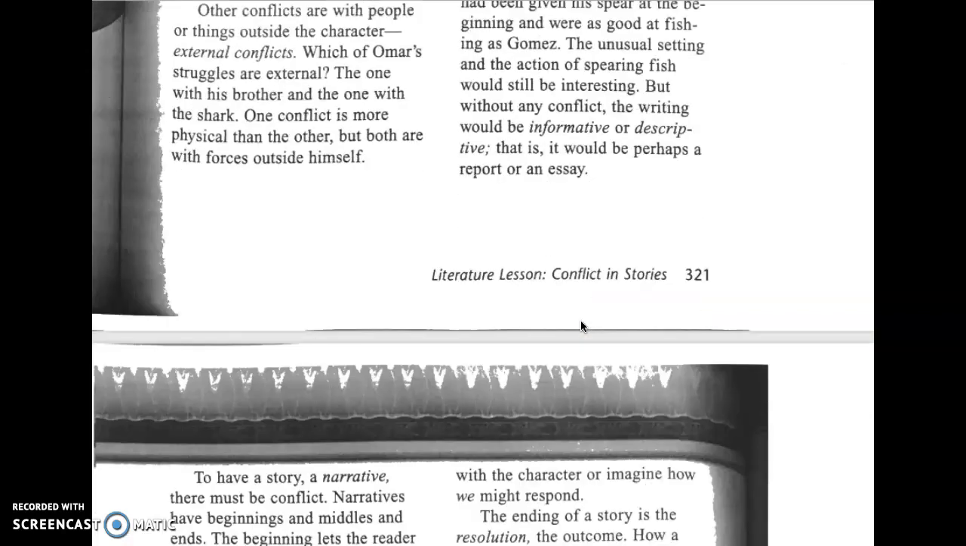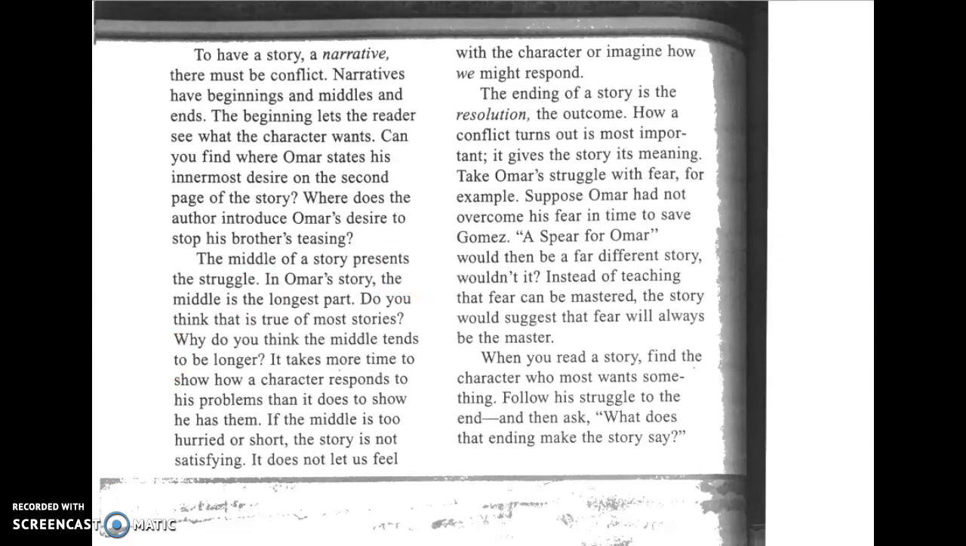Okay, next page. To have a story, a narrative, there must be conflict. Narratives have beginnings and middles and ends. The beginning lets the reader see what the character wants. Can you find where Omar states his innermost desire on the second page of the story? Where does the author introduce Omar's desire to stop his brother seizing? The middle of the story presents the struggle. In Omar's story, the middle is the longest part.